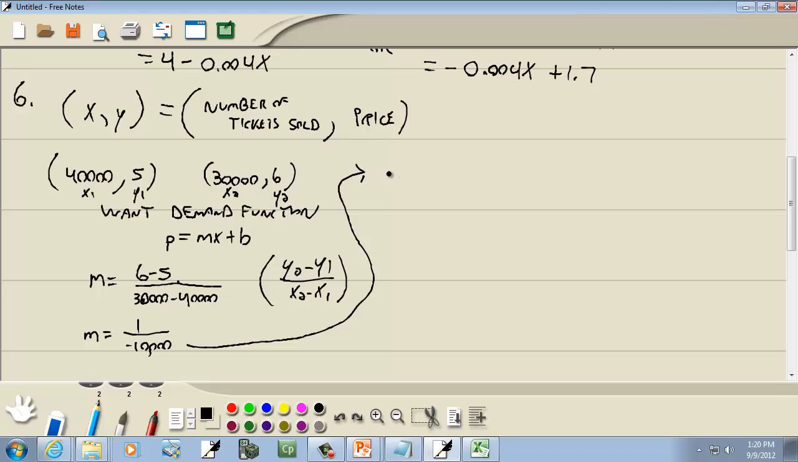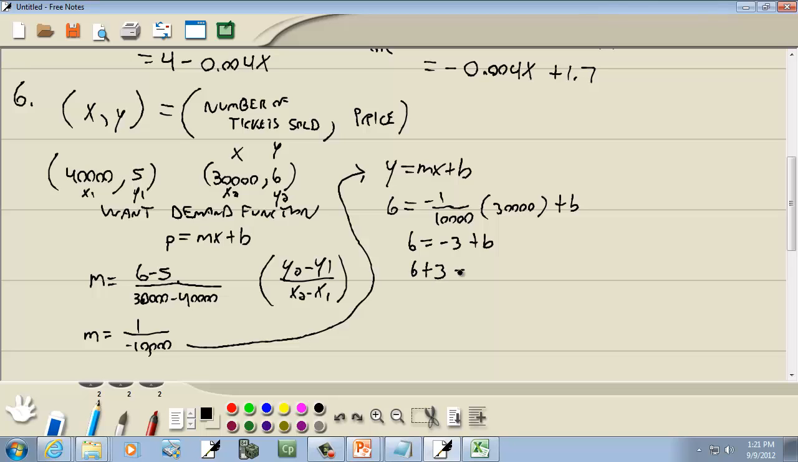Well, we need B. If we go back to our y, remember our next step is to plug in the M we just found in one of the points. Doesn't matter which one. I'll pick this one. That's our x and that's our y. So we'll put 6 in for the y. M is negative 1 over 10,000, and x is 30,000, plus B. Well, 30,000 divided by 10,000 is 3. So we got 6 equals negative 3 plus B. Take the negative 3 over, and we got B is equal to 9.